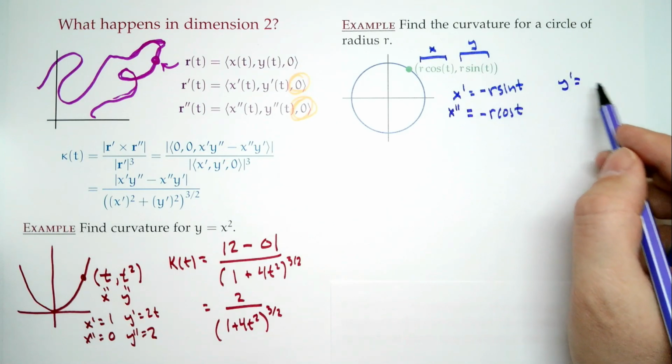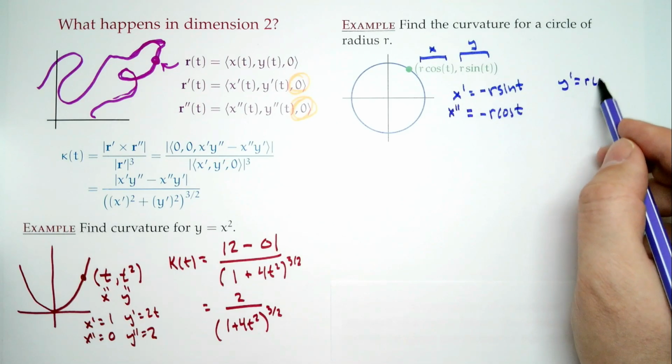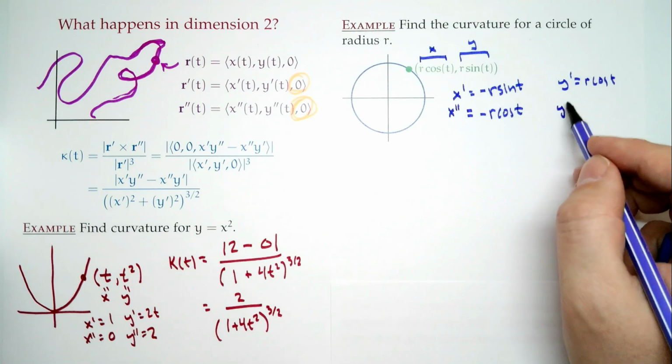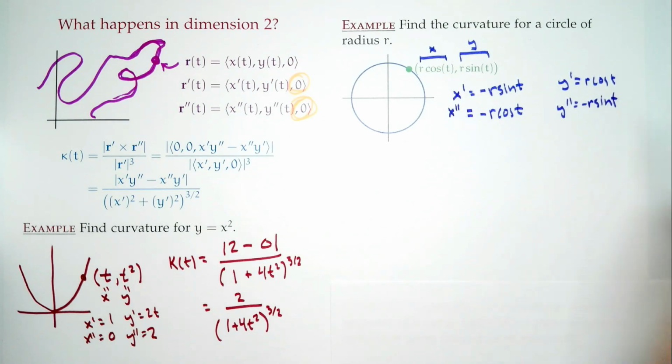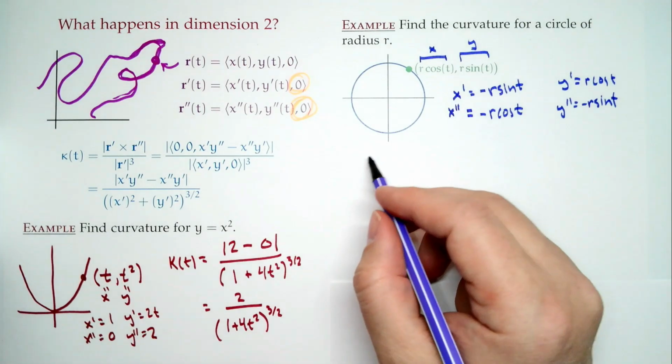Okay, do the same thing for y. What is y prime? R cosine t. What is y double prime? Negative r sine t. So far, so good? I hope so.